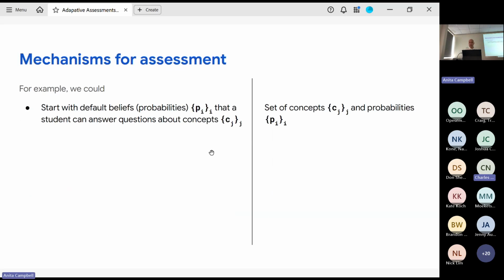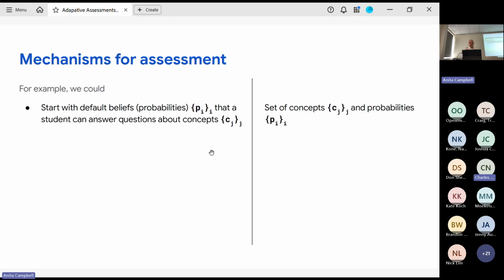Okay, so that's great in principle, but let's go a little bit deeper and see how we would actually do this in practice. Let's say we have a few hundred concepts that are important for a given class, either to start the class or to finish the class. For each one of those concepts, we can assign some probability that we think the student can probably apply this concept or not, that they can probably answer a question that requires this concept or not. So we have a set of concepts that we'll just call C, and we have a set of probabilities corresponding to those concepts.